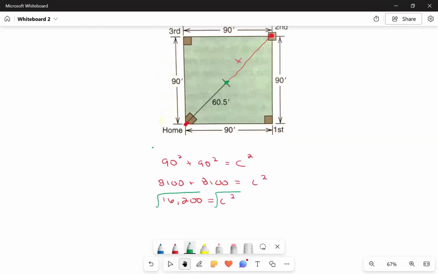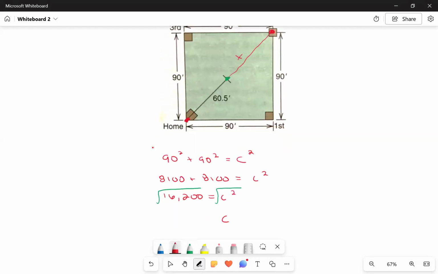So when I do that, I get 127. We'll do 0.3 for right now. I know we're going to round to the nearest foot, but I mean, they used 60.5 for the distance from home base to the mound, the pitching mound. Okay. So then to find X, X is going to be 127.3 minus 60.5. Oops. 60.5. Okay.